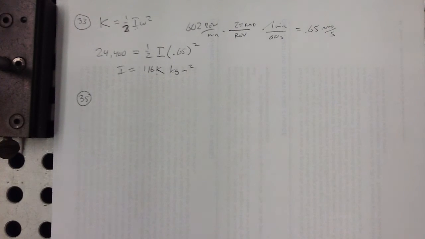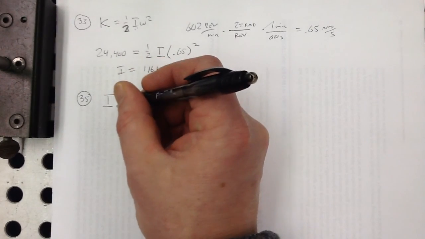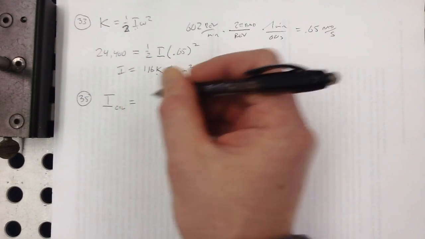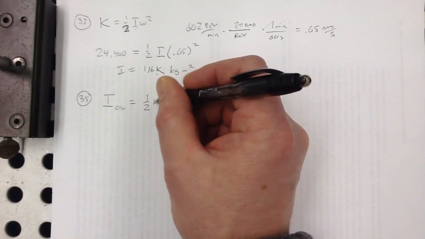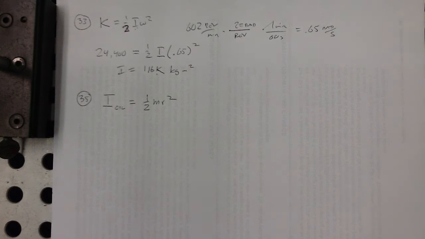Number 35, 2 uniform solid cylinders. Remember what the rotational inertia of a cylinder is. It's equal to 1/2 mr squared. Right? Rotating about its center, longitudinal axis, at 235 radians per second. They have the same mass of 1.25 kilograms, but different in radius. So what is the rotational kinetic energy of the smaller cylinder of radius 0.25 and the larger cylinder of radius 0.75?